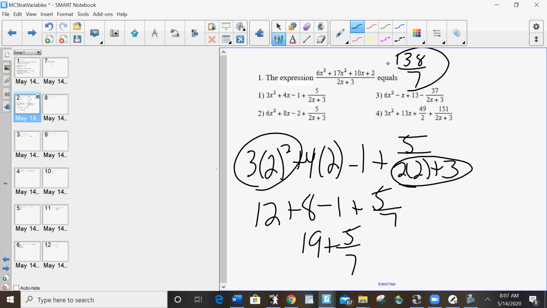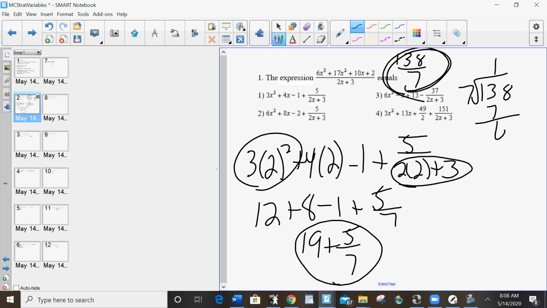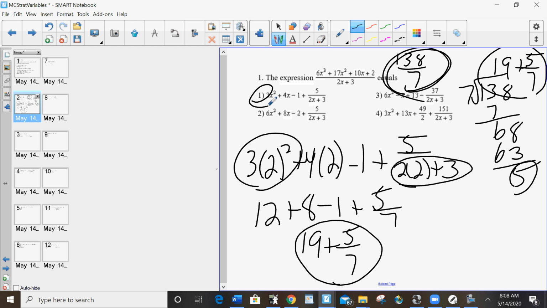Now, this is an improper fraction. This is a mixed fraction, so you need to convert one of them. Let's do this one. So 138 over 7. If I do long division, 1, 7, 68, 9, 63, 5. I get 19 with a remainder of 5. They're the same. That's your answer.